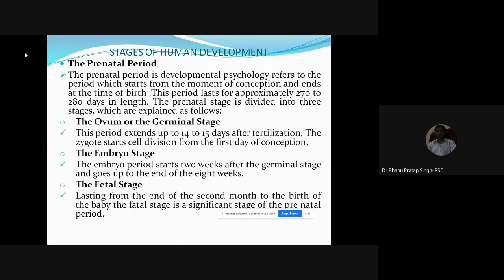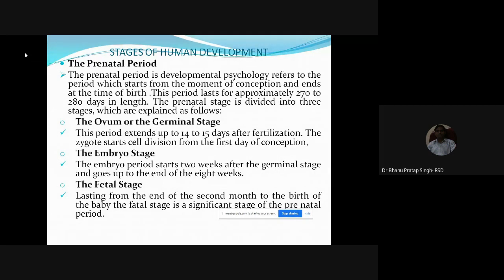So what are the stages of human development? We have somehow learned this in previous days, because we are discussing development from prenatal to adolescence. If we talk about the prenatal period, in developmental psychology it refers to the period which starts from the moment of conception and ends at the time of birth. This period lasts for approximately 270 to 280 days in length.